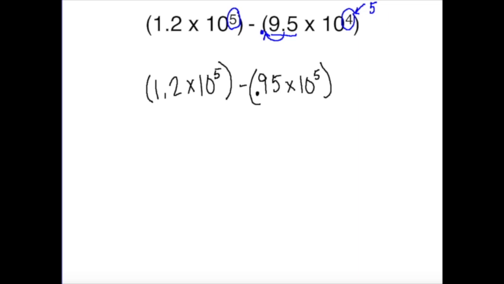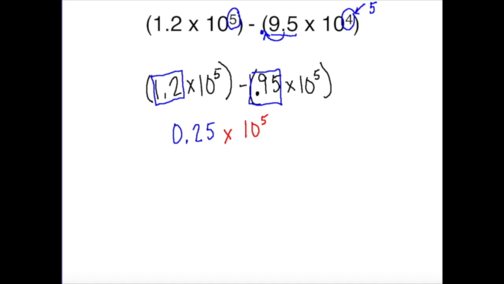Okay, so the first thing we had to do was make sure that our powers of 10 were the same. Now we can just subtract. So let's take a look here. I'm going to subtract 1.2 minus 0.95. And when I do that, I get 0.25. And I just bring down my power of 10, and I keep it the same. And remember, that is the product.